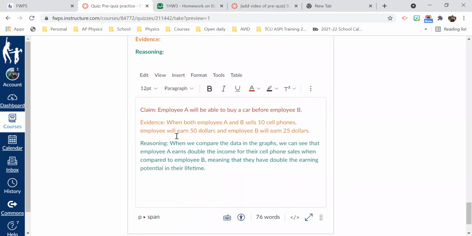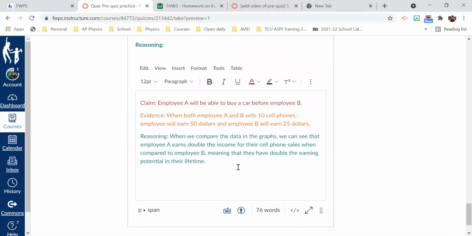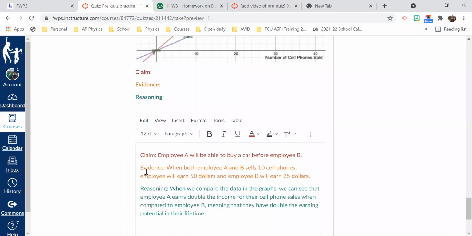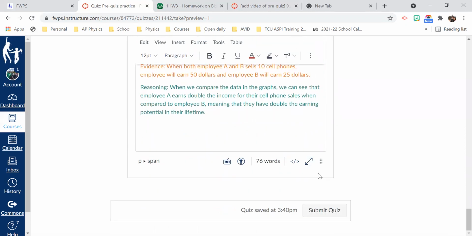And then the reasoning. When we compare the data in the graphs, we can see that employee A earns double the income for their cell phone sales when compared to employee B, meaning that they have double the earning potential in their lifetime. It's taking what we know from the evidence and turning it into a statement that makes sense within our brain. So take a minute to look this over. You can compare it with your peers, discuss it with your neighbors for a minute, and ask each other some questions. Hopefully this video answers a lot of the questions you may have had.